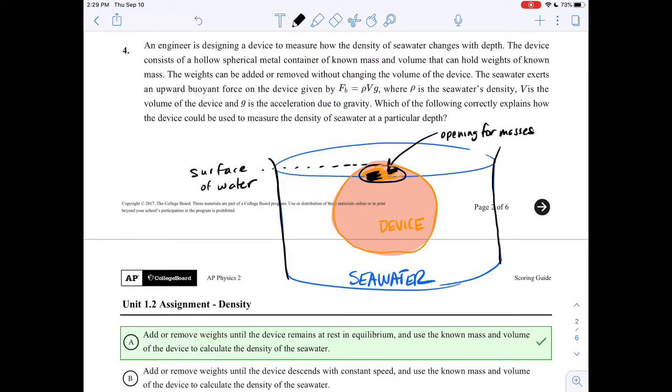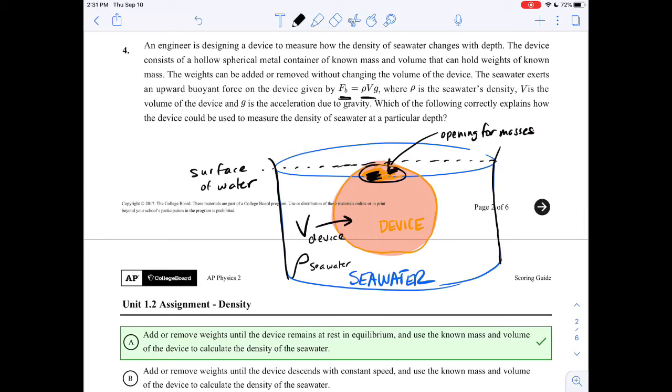The seawater exerts an upward buoyant force on the device given by FB, that's your buoyant force, equals rho times volume times g, okay? We've seen that before. This, again, rho means the density of the seawater. V means the volume of the device. And I want you to notice I've drawn this with the device just underneath the surface of the water. So the device is completely submerged. And g is, of course, 9.81.